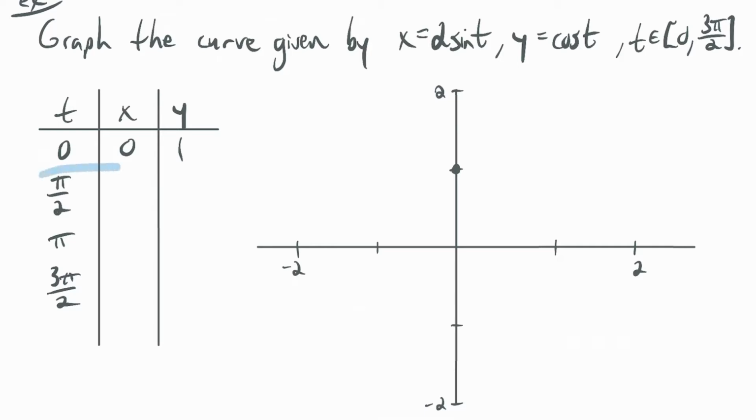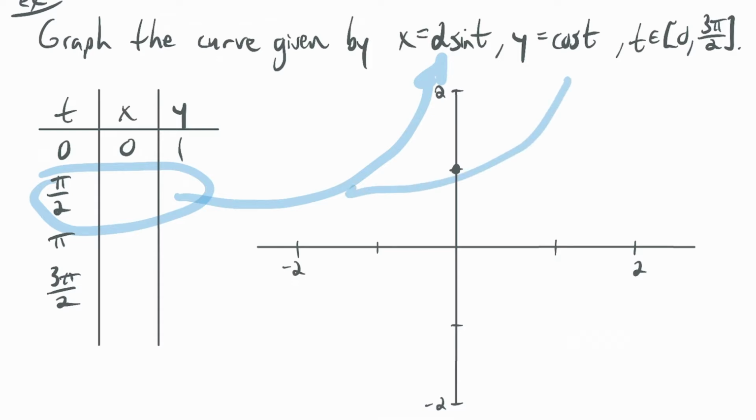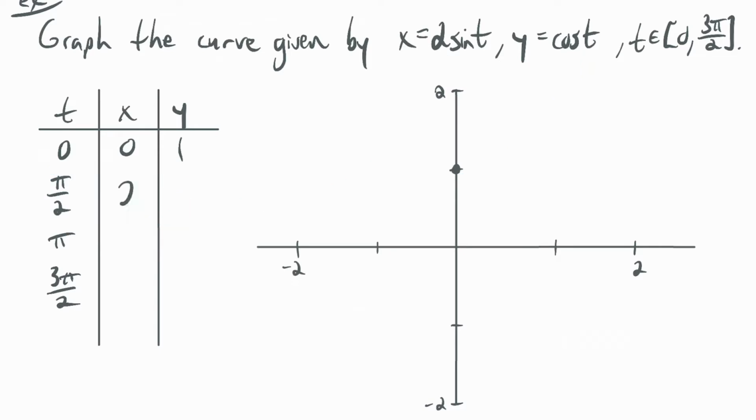So what if I plug in pi over 2? Well, sine of pi over 2 is 1. 2 times 1 is 2, so x will be 2. And then cosine of pi over 2 is 0, so y will be 0. So you get 2 comma 0. Okay, so over here. So as time, in air quotes, goes from 0 to pi over 2, the object will move from here to here. So basically, we're getting motion like that.